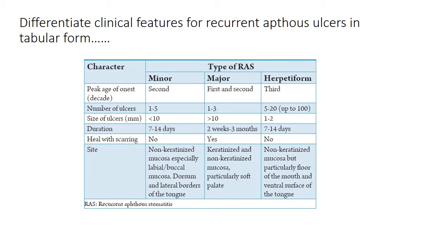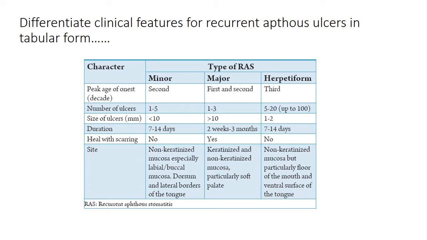For example, the peak age of onset is in the second decade predominantly in minor aphthous, in major it is seen in the first and second decade of life, and herpetiform in the third decade. For the number of ulcers, minor usually has 1 to 5, major 1 to 3, and herpetiform can be anywhere from 5 to 100. Size of the ulcers: minor less than 10 millimeter, major 1 centimeter or more, and herpetiform between 1 to 2 millimeter.